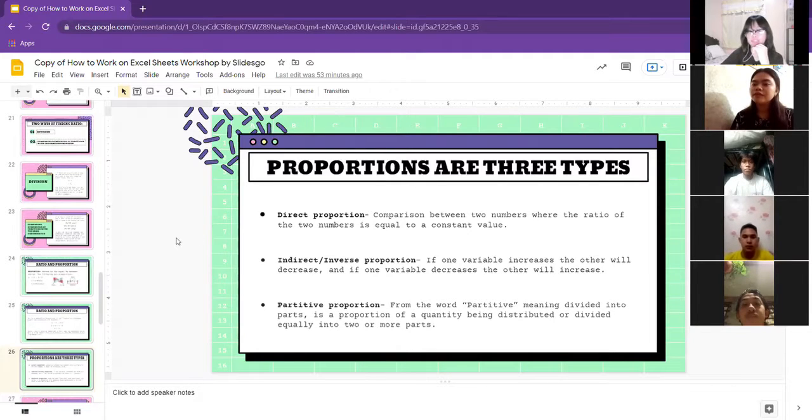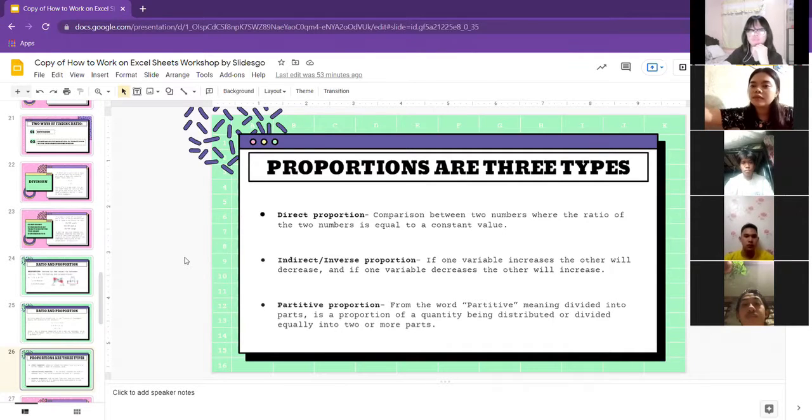Proportions also have three types, which is the direct proportion. It is the comparison between two numbers where the ratio of the two numbers is equal to a constant value. The next one is indirect or inverse proportion. If one variable increases, the other will decrease. And if one variable decreases, then the other will increase. The last one is partitive proportion. From the word partitive itself, meaning divided into parts, it is a proportion of a quantity being distributed or divided equally into two or more parts.